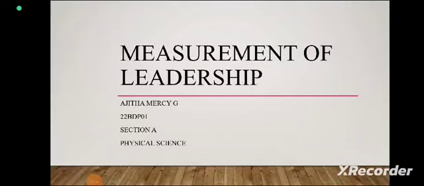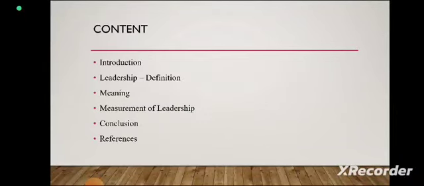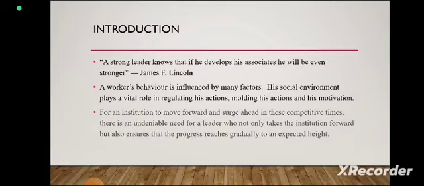About measurement of leadership. So the introduction is, a strong leader knows that if he develops his associates, he will be even stronger. The behavior of the workers in an institution, or the staff or the students in an institution, is wholly dependent on the leader's qualities and the leader's behavior. A worker's behavior is influenced by many factors. His social environment plays a vital role in regulating his actions, molding his actions and his motivation.